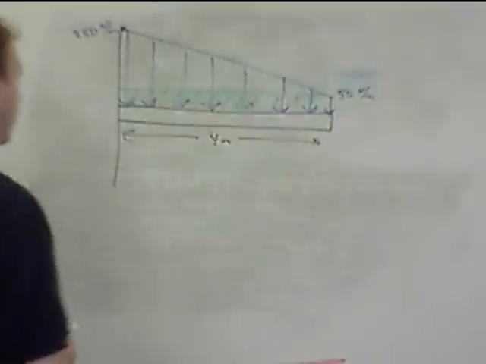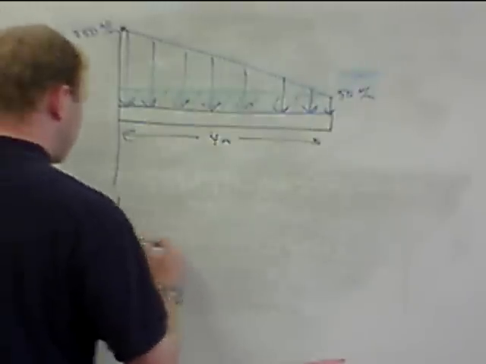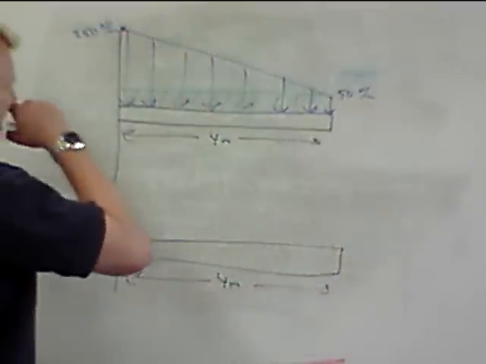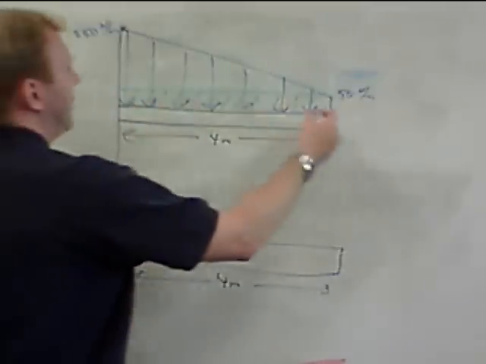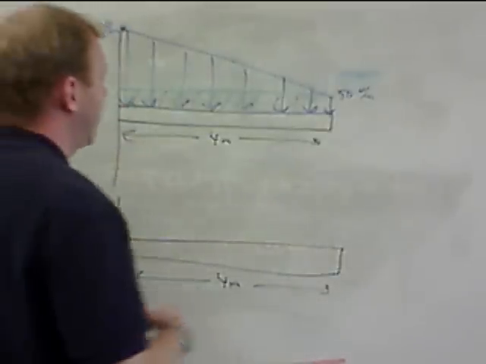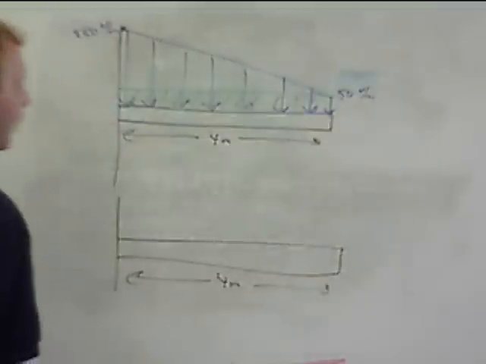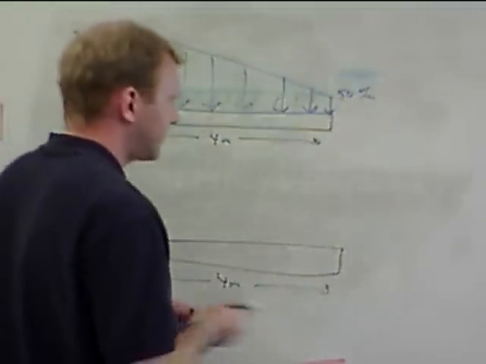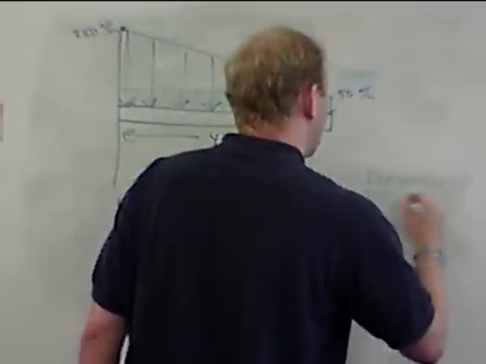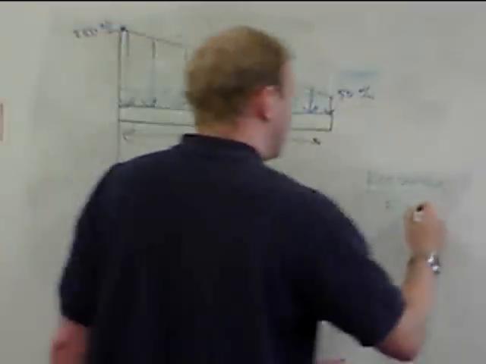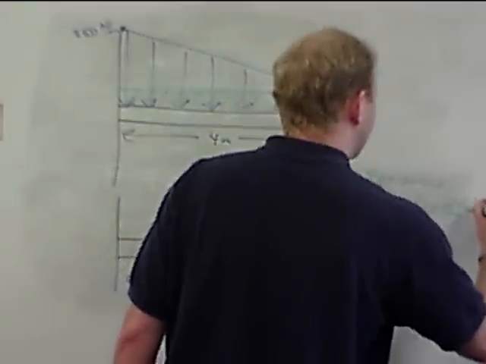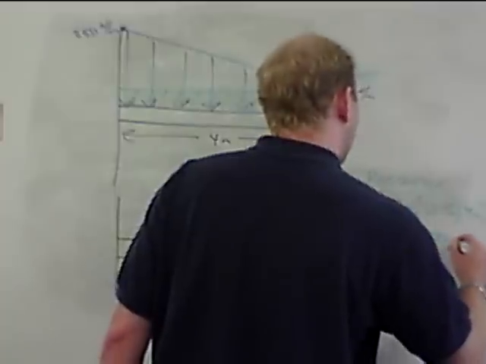Okay, so what I'm going to do is I'm going to simplify this. 4 meters long. Okay, this rectangle is 4 meters wide by 50 Newton meters high. A rectangle, area is just base times height. So 4 times 50 is 200. I'll write this out. We have the rectangle. The force is equal to 50 Newton meters times 4 meters, which equals 200 newtons.